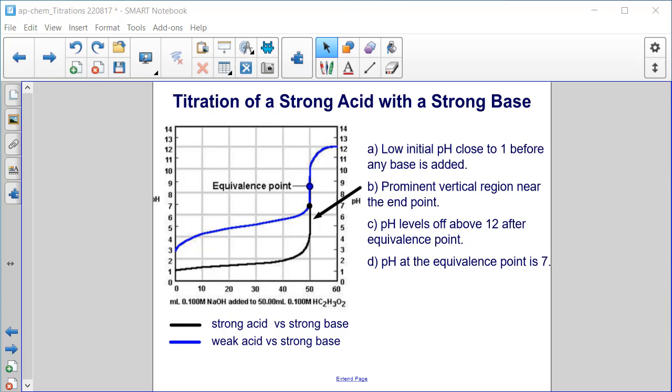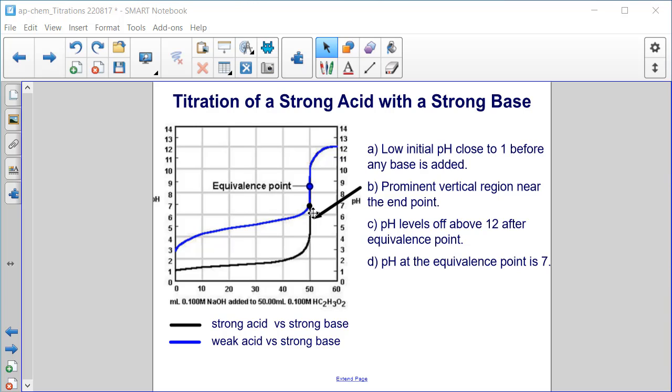Okay, let's look at a couple of titration curves just to summarize what we might expect to see. First we'll talk about the titration of a strong acid with a strong base, and that's the line that we see in black. There's a very low initial pH, close to 1, of the strong acid before any base is added.